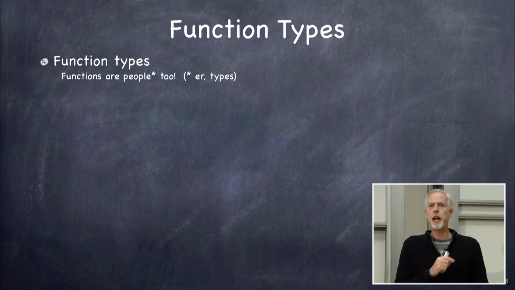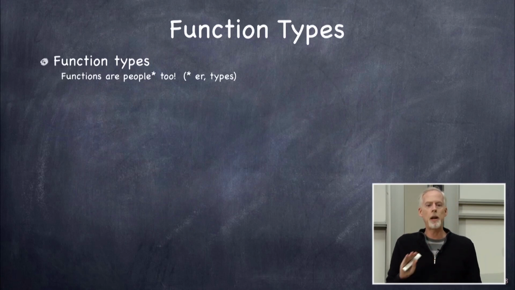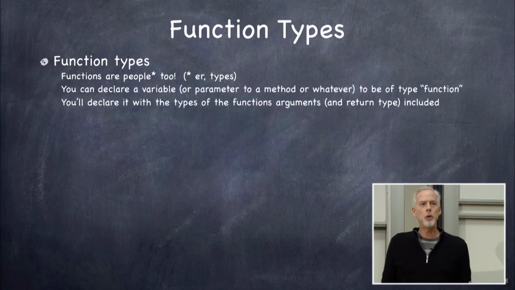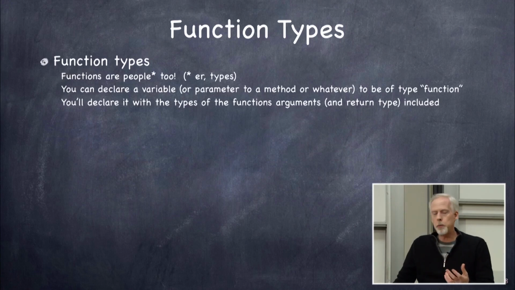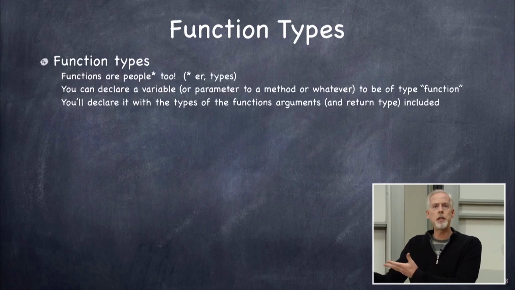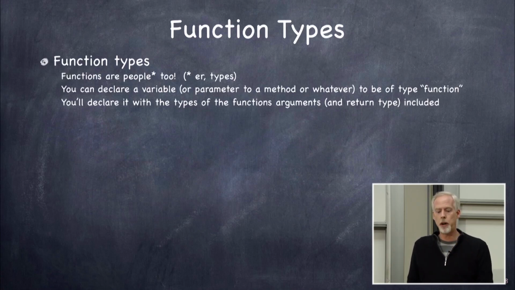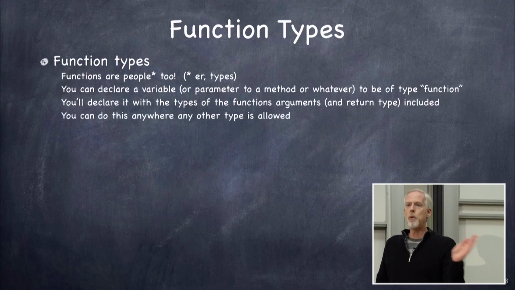And so functions get the full treatment of a type that any other type gets. You can use a function as a type anywhere. You do it just by declaring an argument to a function or a var, whatever, to be of type function, and you specify the arguments and the return value of that function. So you can do this anywhere a type is allowed.